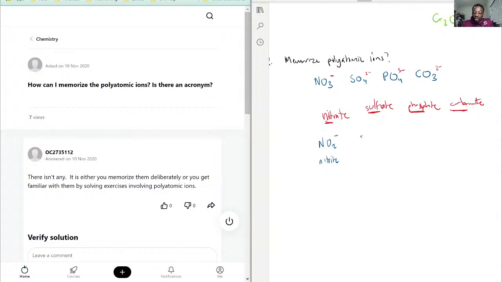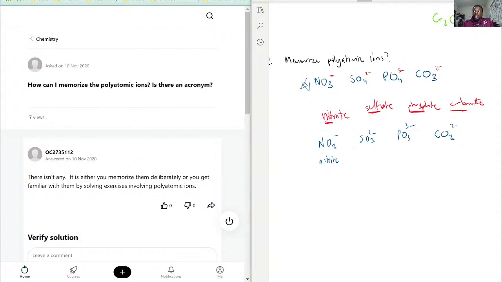So then sulfite will be SO3 2 minus. Phosphite will be PO3 3 minus. And carbonite, which is a thing, is CO2 2 minus. Just take note that all I did was take away an oxygen, and bam, I have all the ites. Okay. The trick here is that because I'm familiar with these, it helped me break it down further into the other forms it can take.